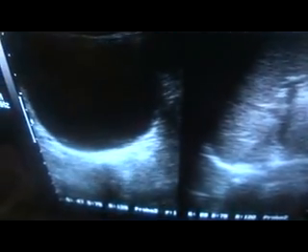Place the probe in the suprapubic region transversely, and here is the urinary bladder. It's internally clear. This is the urinary bladder. That was the supra urinary bladder.